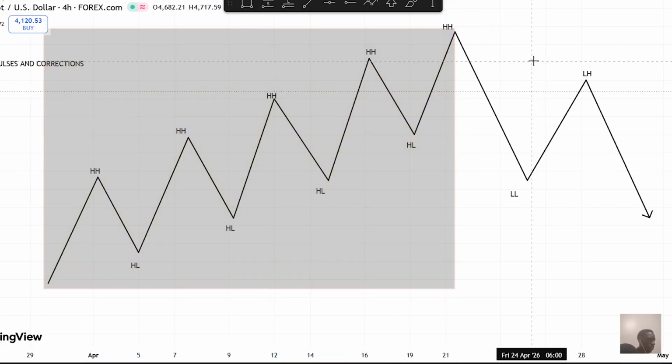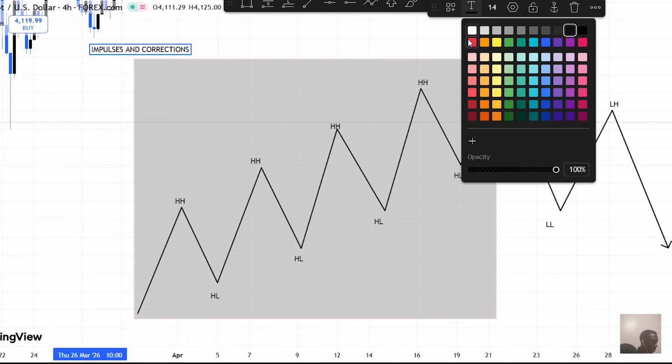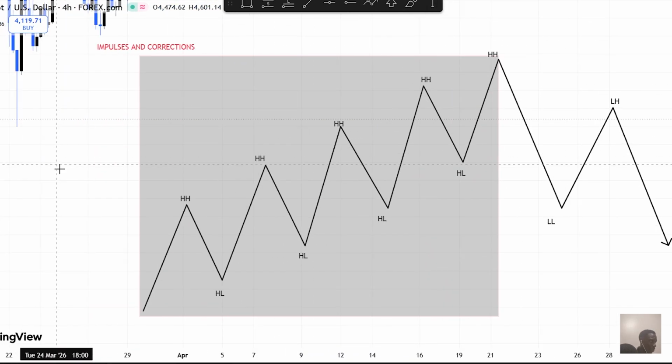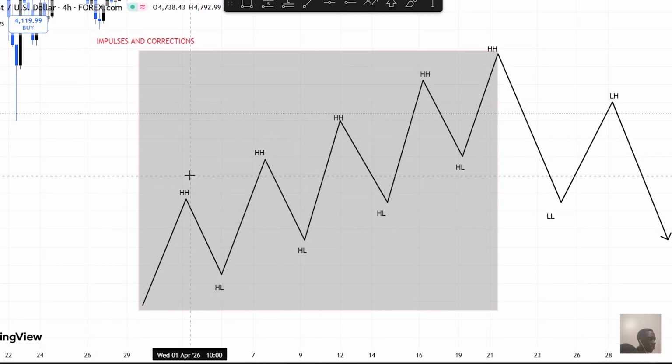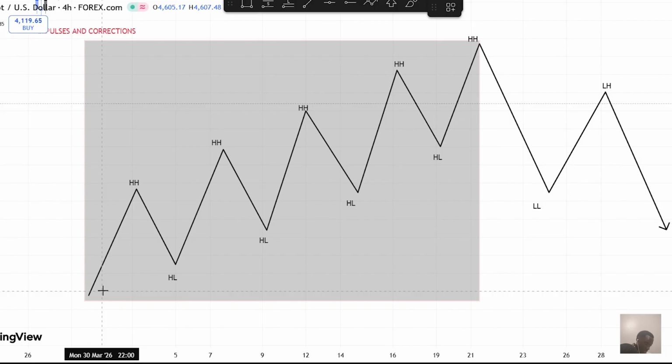As you can see here, this is a bullish trend, and price is moving to the upside. So there are two main phases here, which are the impulses and the corrections. The impulses and corrections are the two main phases of the market. As you can see here, this is an impulse.